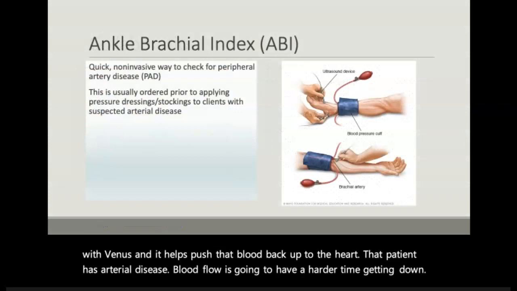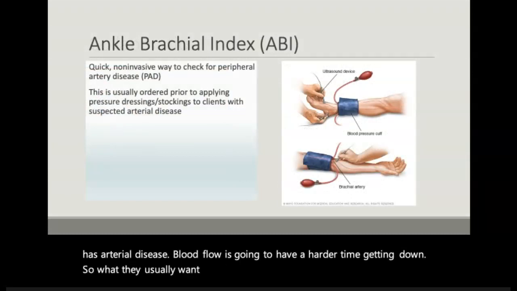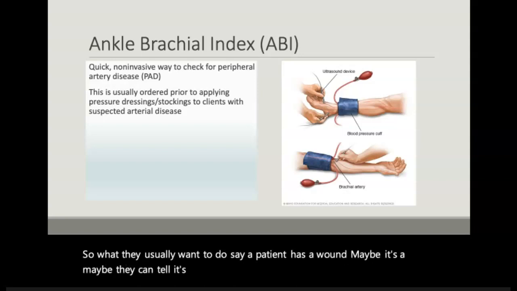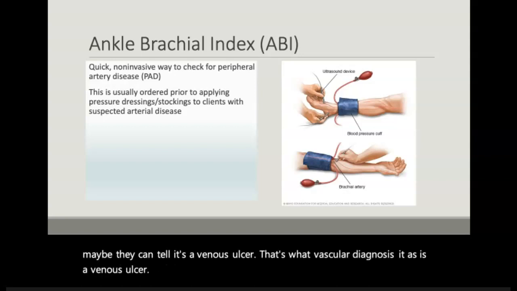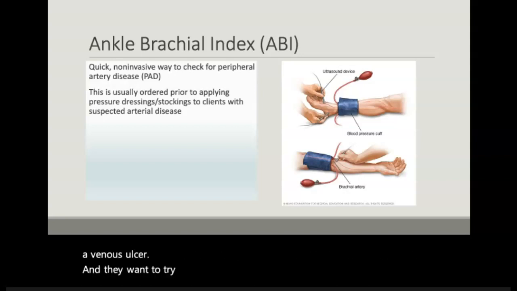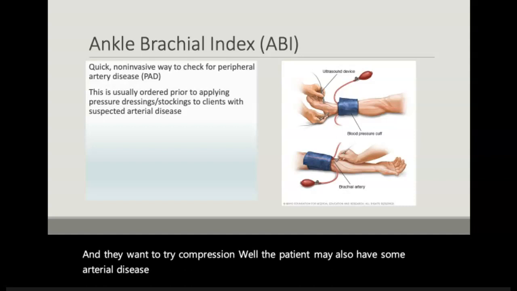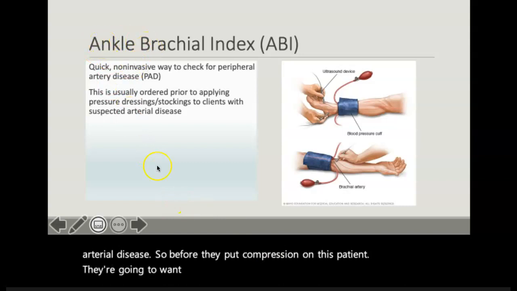So what they usually want to do, say a patient has a wound, maybe they can tell it's a venous ulcer. That's what vascular diagnoses it as, is a venous ulcer, and they want to try compression. Well, the patient may also have some arterial disease. So before they put compression on this patient, they're going to want to do an ankle brachial index.